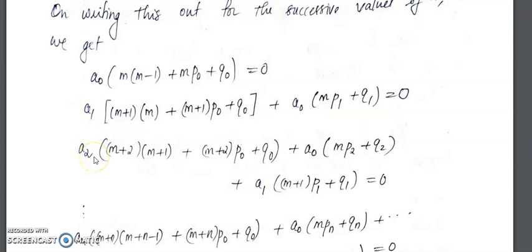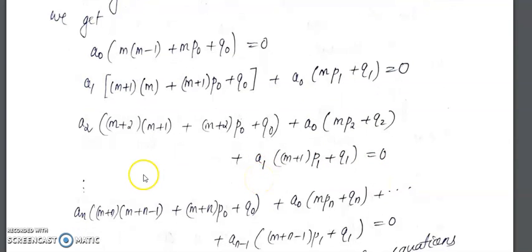So when n is equal to 2, you will get a2 into m plus 2 into m plus 1 plus m plus 2 p naught plus q naught, then a naught into m p2 plus q2, plus a1 into m plus 1 p1 plus q1 equal to 0.